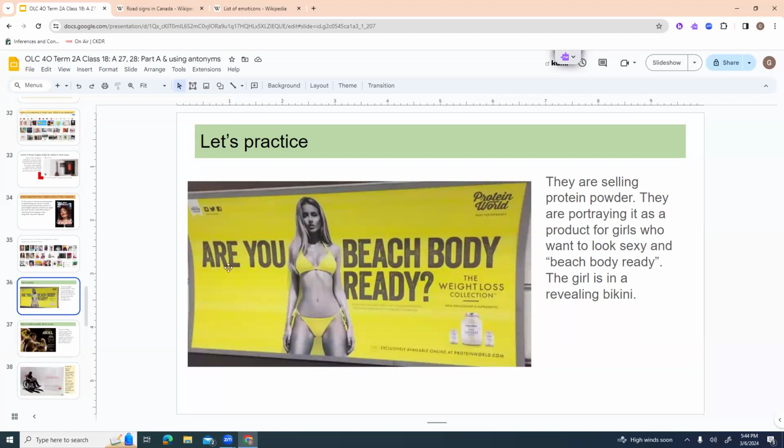This was actually a really controversial ad because people got very offended by the idea of beach body ready. They felt like it was saying that if you didn't look as thin and perfect as her, then you somehow weren't allowed to go to the beach and swim, and they didn't like that idea. So this was actually a very controversial ad. I think they had to pull it eventually.